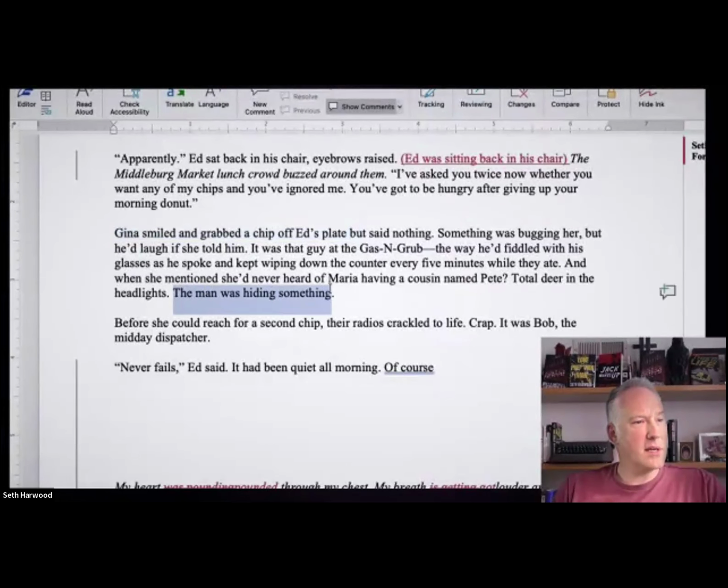"The man was hiding something." I don't know that they're cops until I read this line. "Their radios crackled to life." Now I think they're cops. "Crap, it was Bob, the midday dispatcher." Maybe she's got a theory going on, or maybe they're just cab drivers and they're wondering. "Never fails, Ed said. It had been quiet all morning." Of course, they're getting into a good conversation, and then it busts out.